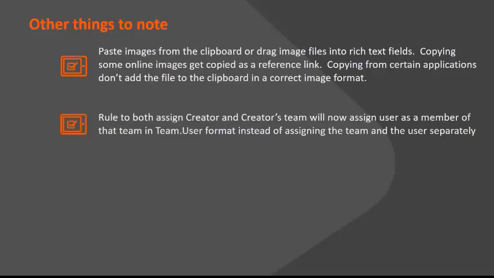Next, if you have a rule that's set up, when you configure your rules, there are a few check boxes. One of them is to automatically assign to the creator. Another one's to automatically assign to the creator's team. If they're being used in conjunction, now it's going to automatically assign the creator as a member of their team, in the team.user format. In the past, they were saved as two different entities. The team was assigned and the user was assigned separately. But obviously, if you're using both of these, people are going to want the creator to be assigned as a member of the team, not to have two separate assignees. So that's going to happen going forward.